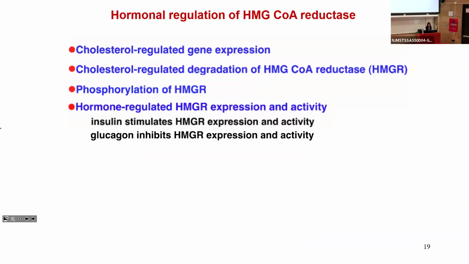And then in the same way as we talked about for fatty acid synthesis, hormones also regulate the expression and activity of HMG-CoA reductase. Insulin, same reasoning: if you have insulin, there's more glucose inside the cell, more glycolysis, more ATP to fuel oxidative phosphorylation. So this will stimulate HMG-CoA reductase expression and its activity. Glucagon would do the reverse.